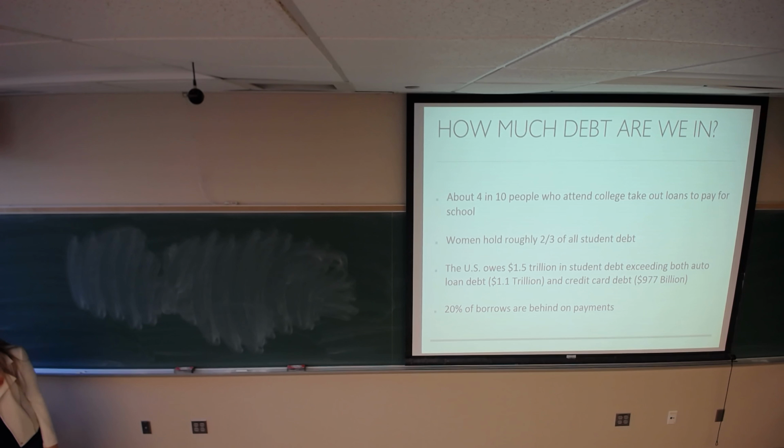In the U.S., there's a total of $1.5 trillion in student debt. This makes up more than credit card debt. This makes up more than auto loan debt. So we are in a lot of debt as students. Of all the people who are in debt, 20% of borrowers are behind on payments. 1/5 is a pretty large number considering how many people are in debt and how much debt we're in. It's not good to be behind on payments. But the point of all this information is that we're not alone, we're all in debt.